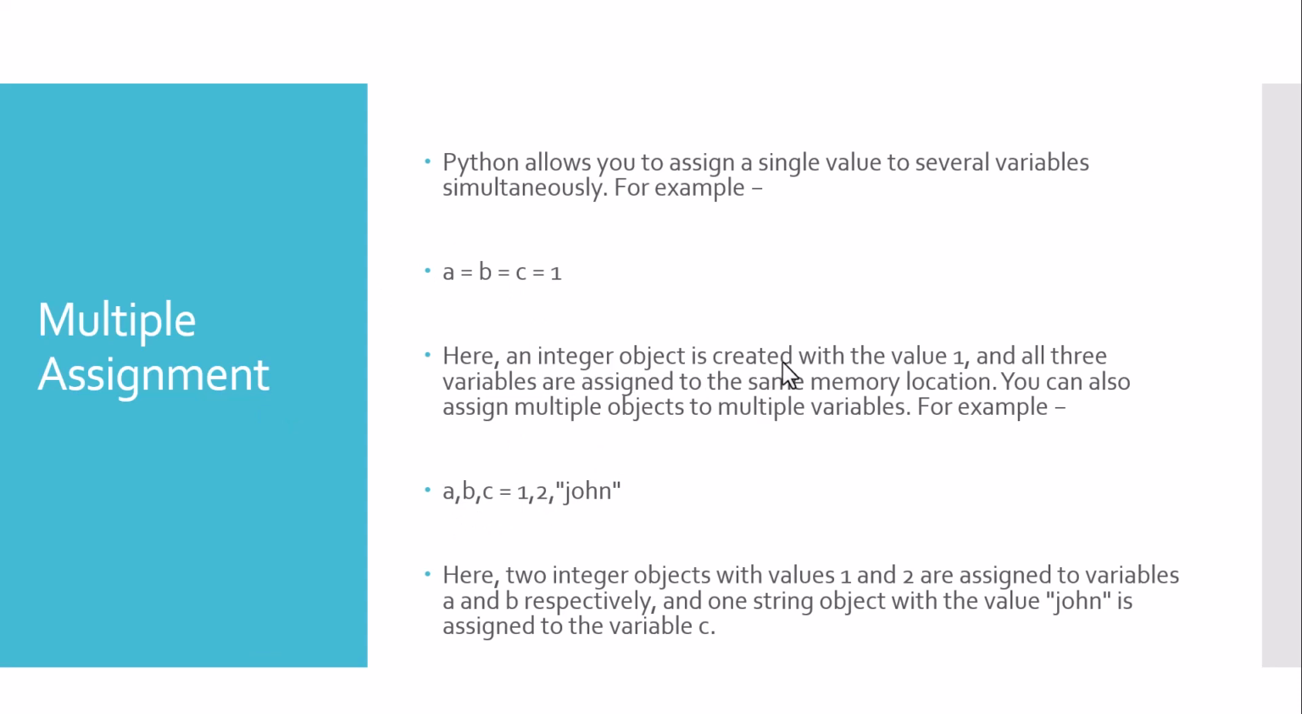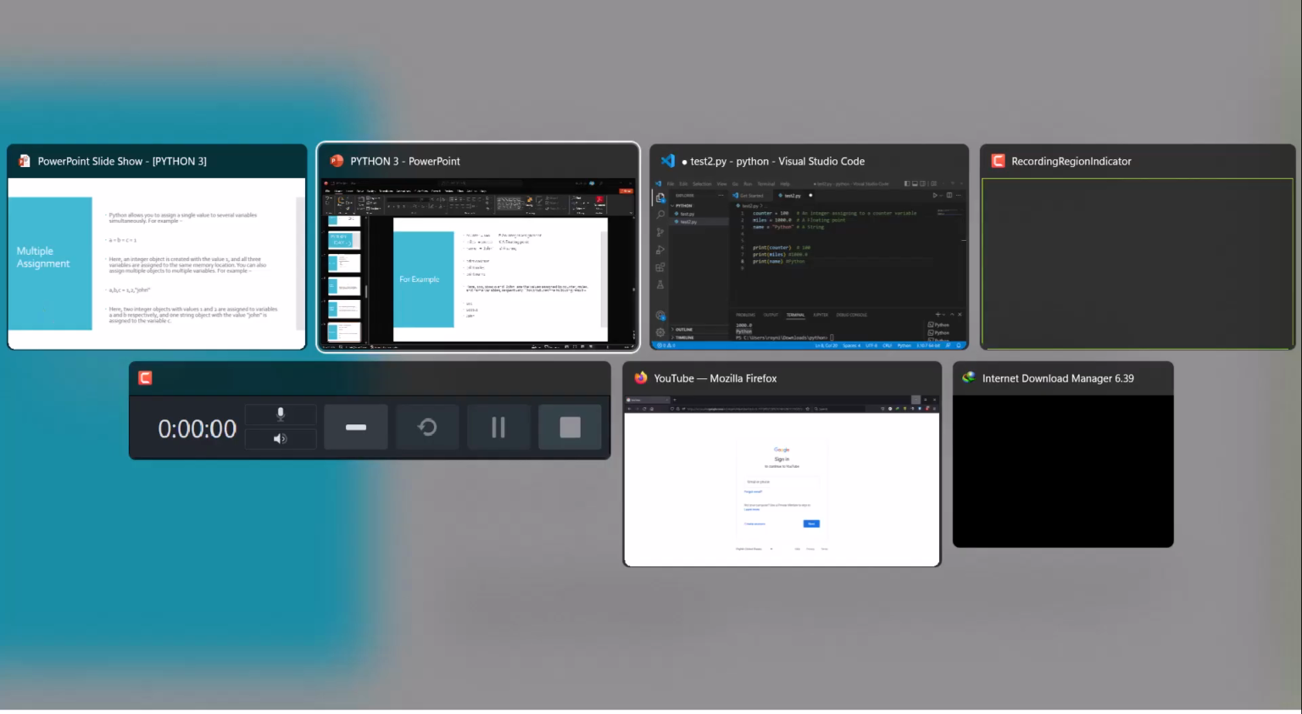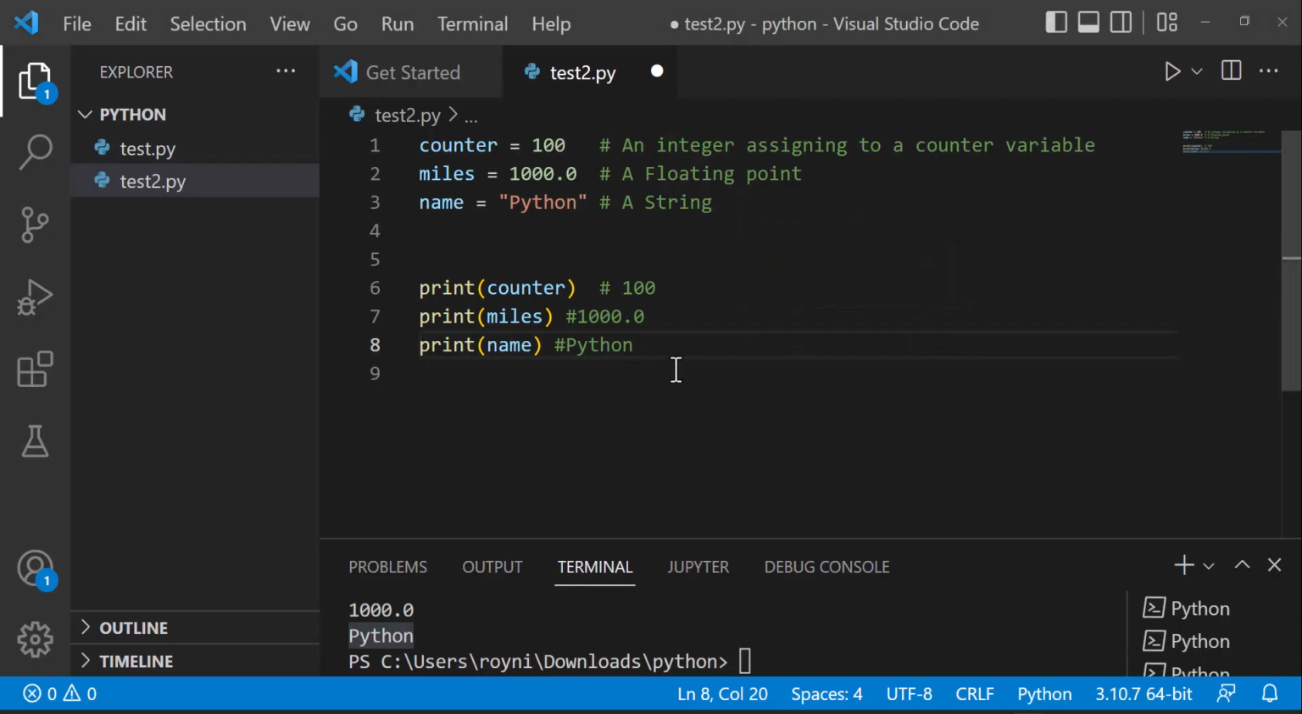Here an integer object is created with the value 1, and all three variables are assigned to the same memory location. You can also assign multiple objects to multiple variables. Like see here, a, b, c are three different variables, and 1, 2, John are the three different values. We can see an example of this also. Let's go to Visual Studio Code and see here.